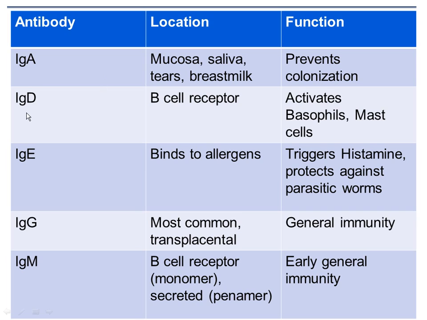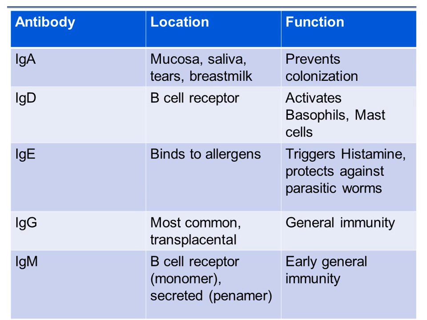Immunoglobulin D is basically stuck to B cells and is used as a receptor for B cells. It's the receptor that helps B cells activate basophils and mast cells. Immunoglobulin E is involved in the allergic response. It binds to allergens and it triggers histamine release. It also has a limited effect against parasitic worms.